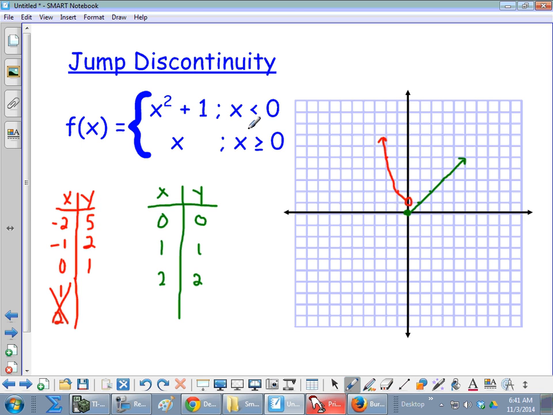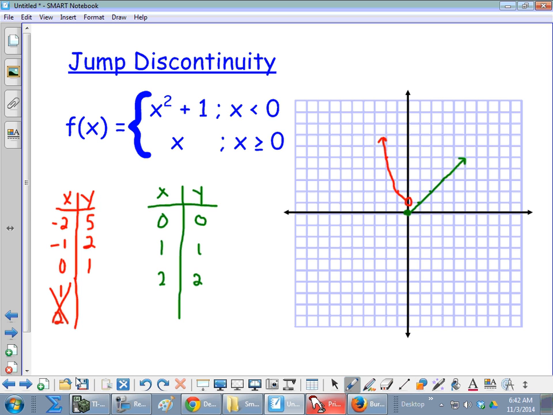So this would be a jump discontinuity, because from the left side we approach this value, and then from the right side we approach this value. There's a vertical jump in between these two parts of our function. It does pass the vertical line test, so it is a function, because there's only one y value for each x value. But it does have a break in the graph, so that's why it's called a jump discontinuity.